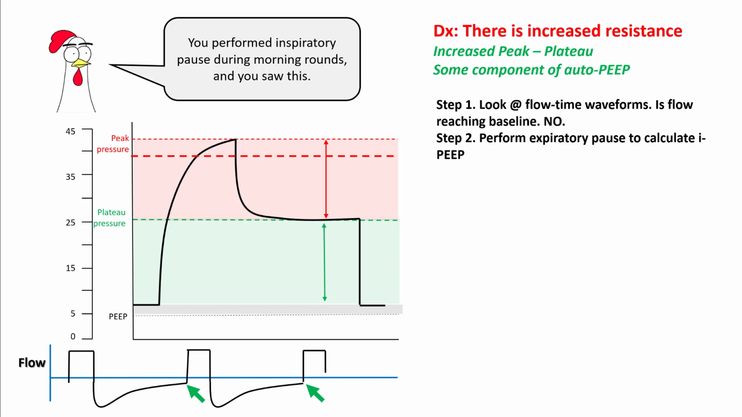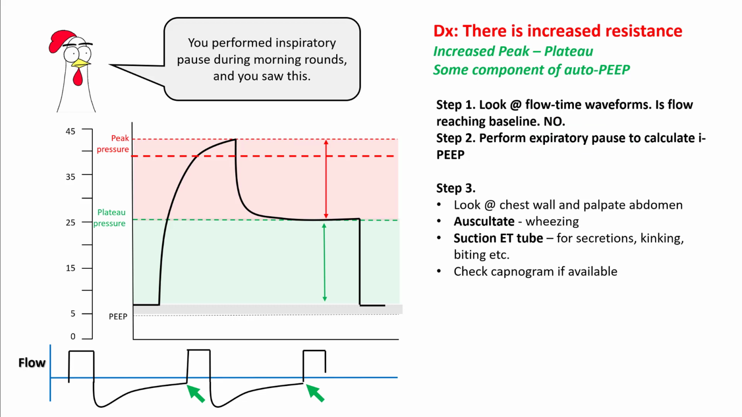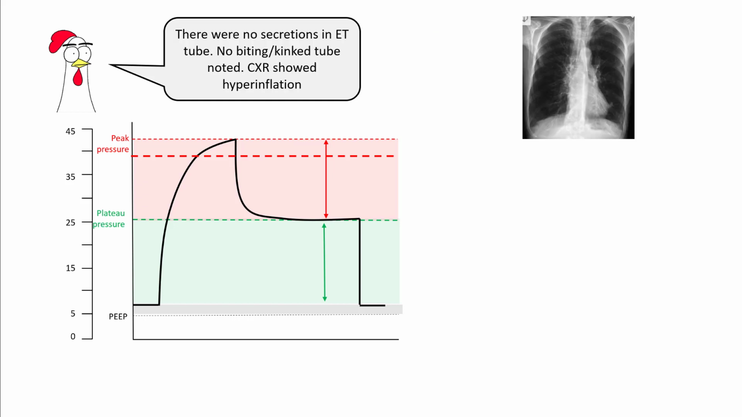Step 1, just like before, look at the flow time waveform, and you see that expiratory flow is not reaching the baseline, and you perform an expiratory pause to calculate the intrinsic PEEP. Similarly, auscultate, suction, and check capnogram. You can perform X-ray and ultrasound as well. So there were no secretions in the endotracheal tube, there was no biting or kinked tube, and chest X-ray shows mostly hyperinflation.